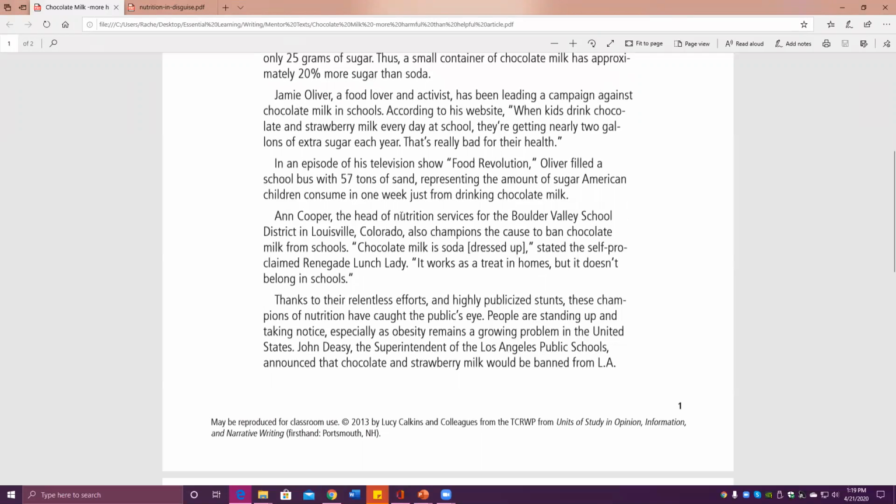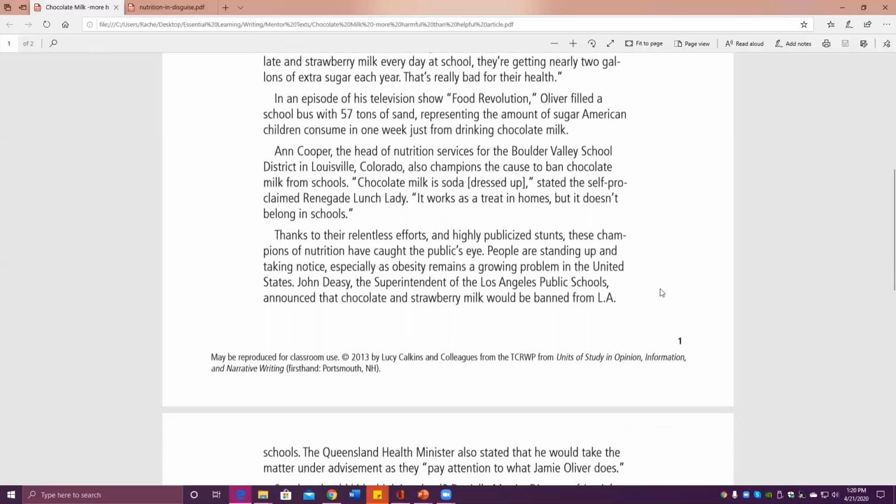Ann Cooper, the head of nutrition services for the Boulder Valley School District in Louisville, Colorado, also champions the cause to ban chocolate milk from schools. "Chocolate milk is soda, dressed up," stated the self-proclaimed renegade lunch lady. "It works as a treat in homes, but it doesn't belong in schools." Thanks to their relentless efforts and highly publicized stunts, these champions of nutrition have caught the public's eyes. People are standing up and taking notice, especially as obesity remains a growing problem in the United States.